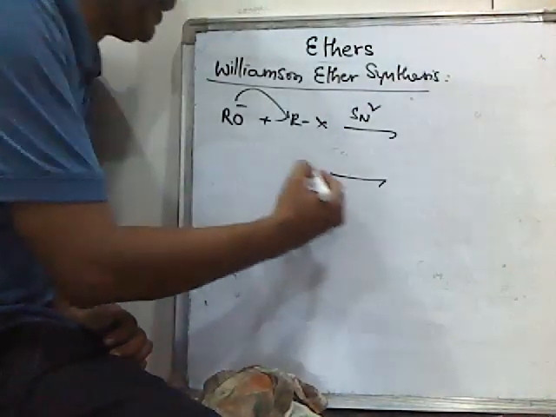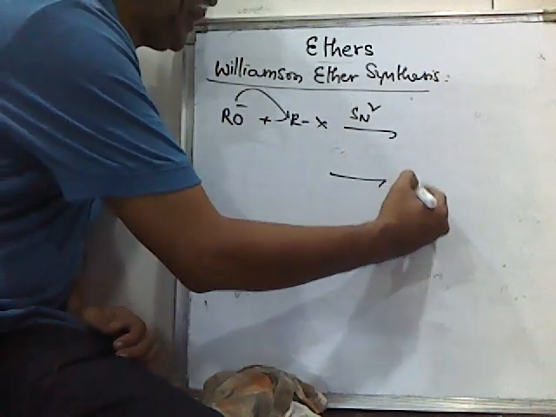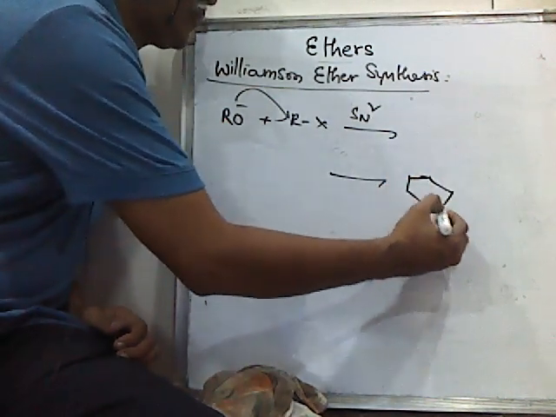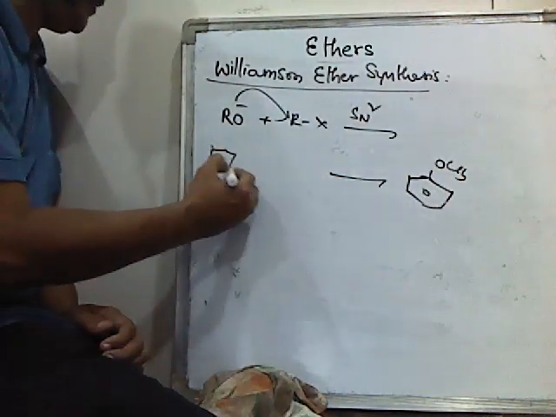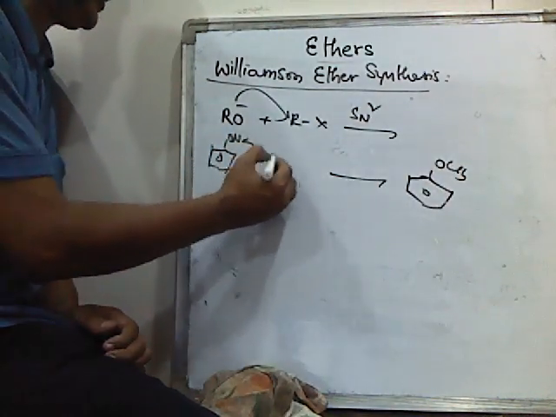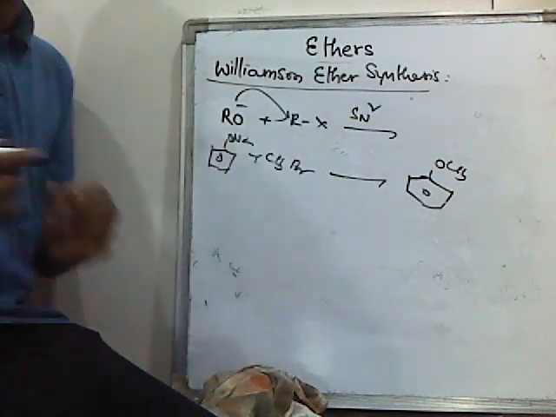Suppose they ask you to write how to prepare anisole, C6H5OCH3. Then we take sodium phenoxide plus CH3Br. This is a Williamson synthesis.